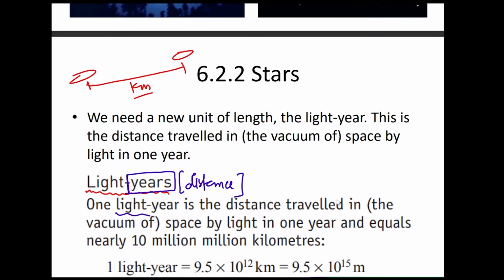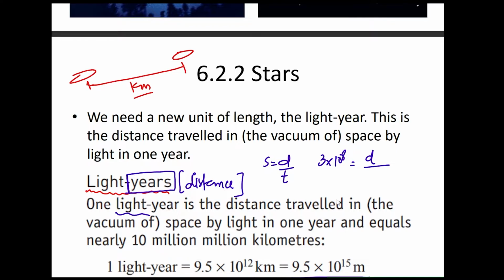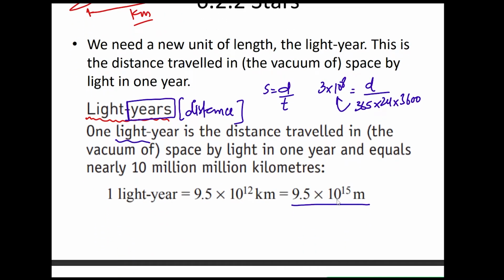You can verify and calculate this on your own simply by using speed is equal to distance over time, right? We know that the speed of light is 3 into 10 to the power 8 meters per second in vacuum. The distance is what we need to find out, and the time would be 1 year. So 365 days multiplied by 24 hours multiplied by 3600 to convert hours into seconds, right? If you bring that number to the other side, the value you get is 9.5 times 10 to the power 15 meters. So this is the distance represented as 1 light year.